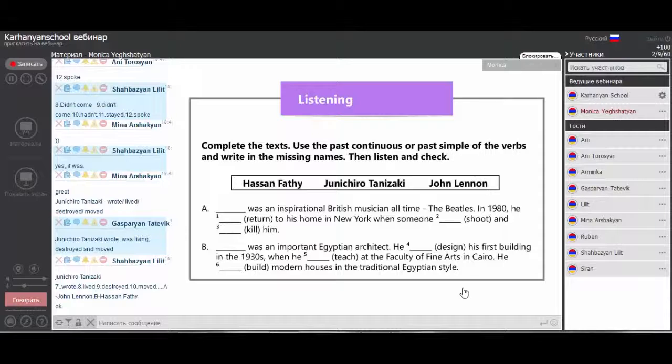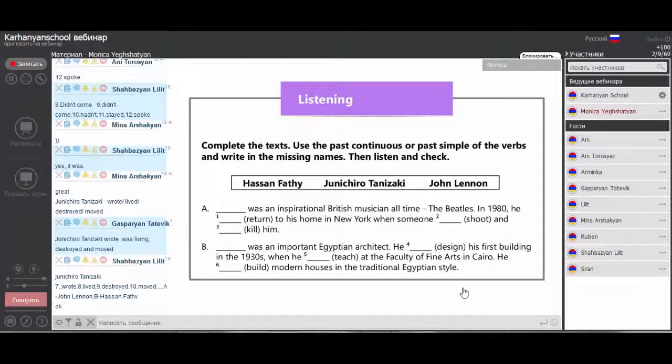B. Hassan Fathy was an important Egyptian architect. He designed his first building in the 1930s when he was teaching at the Faculty of Fine Arts in Cairo. He built modern houses in the traditional Egyptian style.